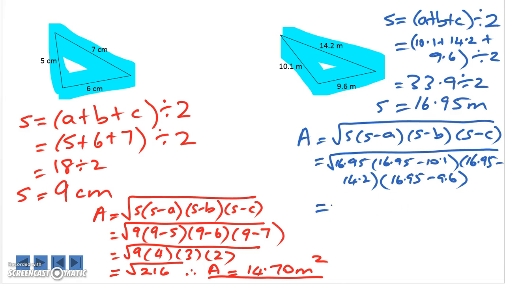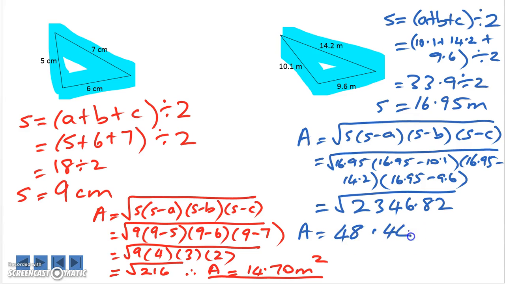Comes out as, you're going to put that all in your calculator, make sure you've got brackets around everything, 2,346.82, and then we've got to square root that to get the area for this triangle at 48.44 metres squared. And there you have Heron's formula. It takes a bit of time, double check your work, and you should come up with the right answer.